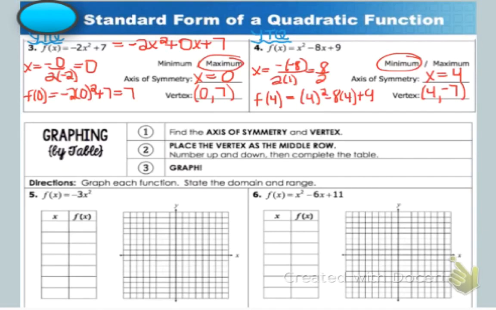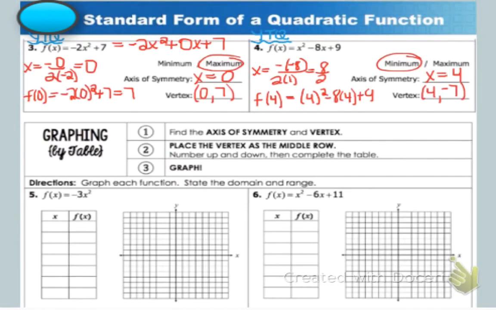The axis of symmetry is the vertical line x equals 0, which again is the y-intercept, or I'm sorry, the y-axis. The vertex is at (0, 7). And number 4 represents a minimum value because that opens up. The axis of symmetry is at x equals 4, and the vertex is (4, -7).